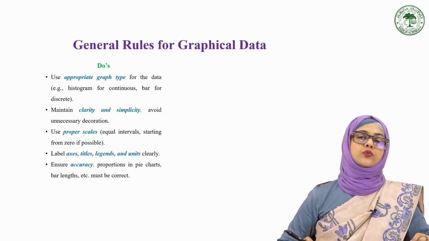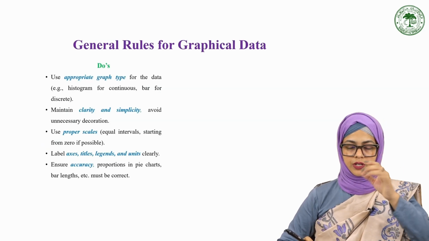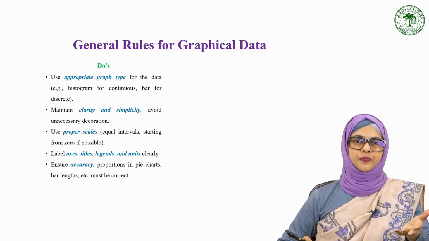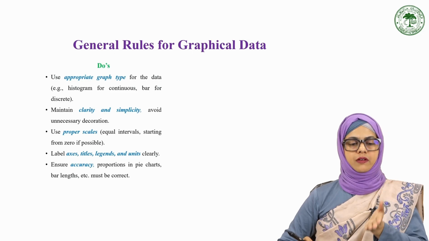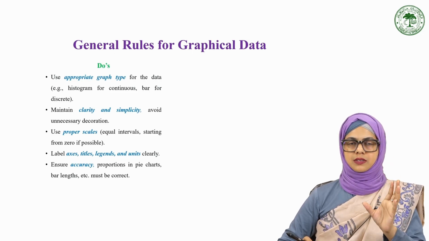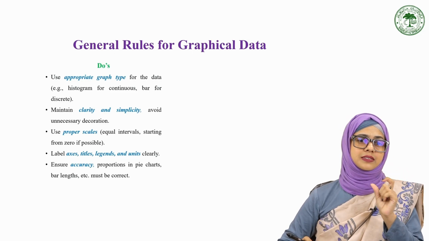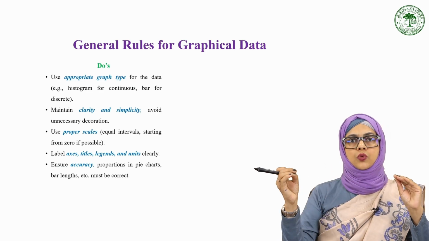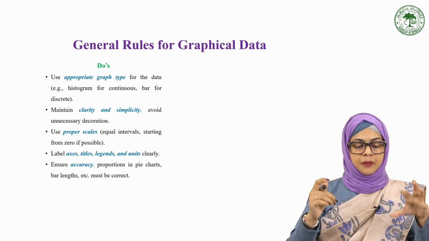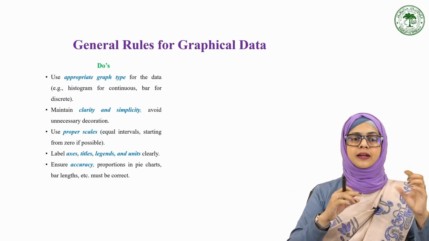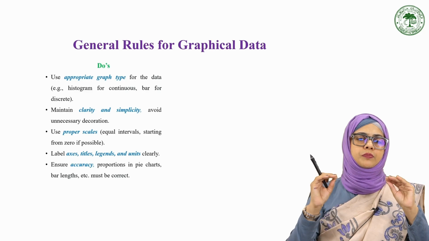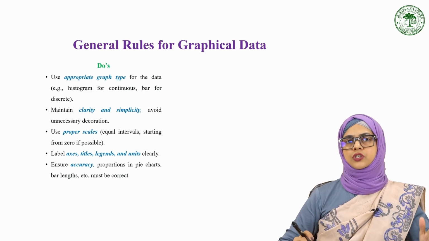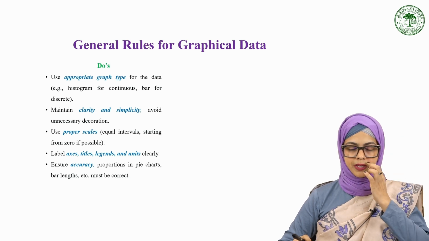Now, what are the general rules for graphical data? Now we look into it. First is the do's. What are you supposed to do? Like I said, use appropriate graph type according to the data set that you have. And then maintain clarity and simplicity. Use proper scales, equal intervals starting from 0 if possible. Label axes, we just have seen that titles, legends, units, everything should be very accurate. And you have to ensure accurate proportion in the pie chart as well. The bar length must be very correct.